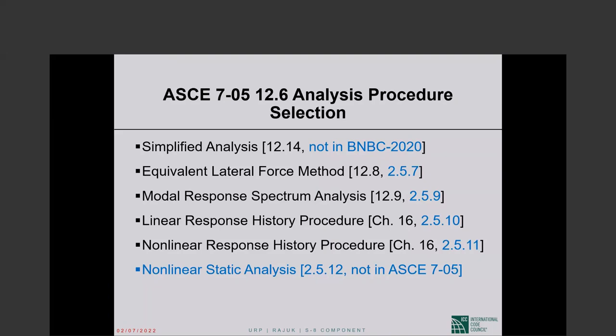Linear response history analysis, I do not believe, gives you anything that you cannot get out of modal response spectrum analysis. So I do not know. I personally am not very high on that. Nonlinear response history analysis, on the other hand, is pretty much the state of the art. That's about as far as we can go with analysis.